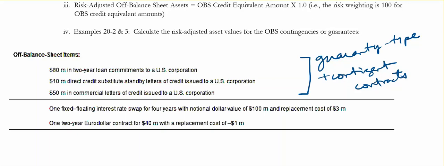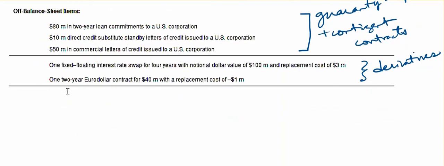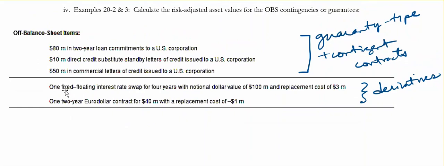And the second type here are the derivatives. And so we need to calculate what the credit equivalent amount is for these off-balance sheet items. So let's write next to each line how we're going to do it. So we see here a 2-year loan commitment.